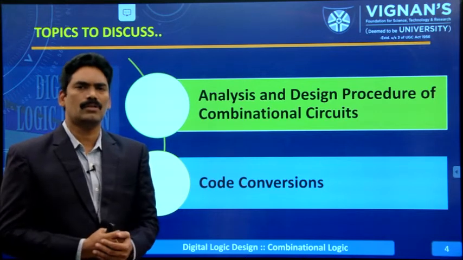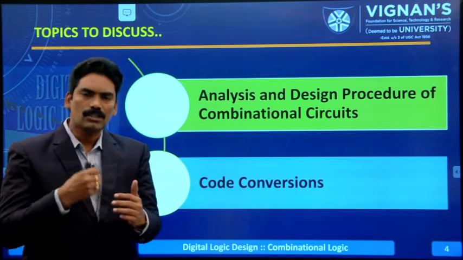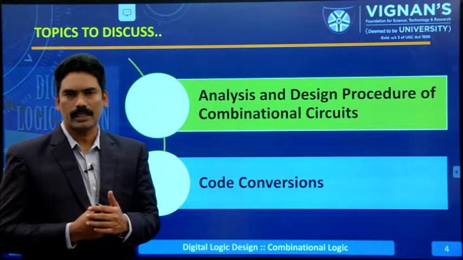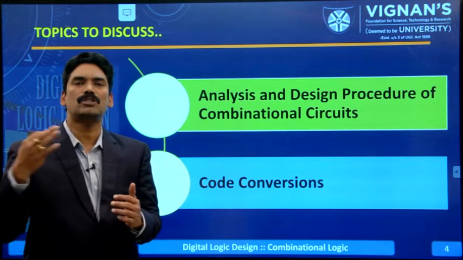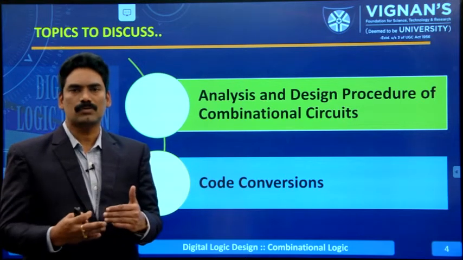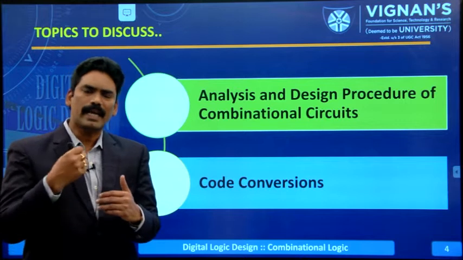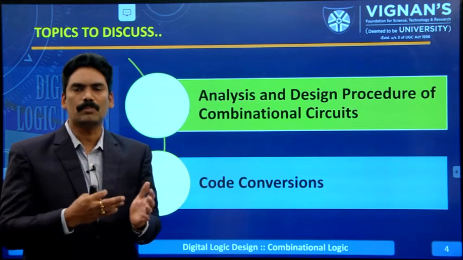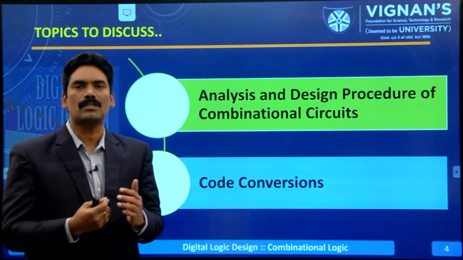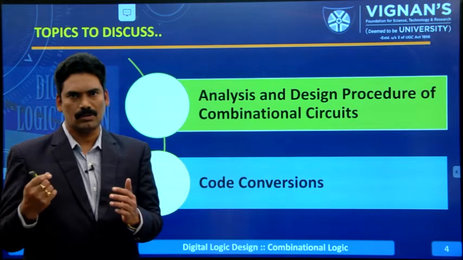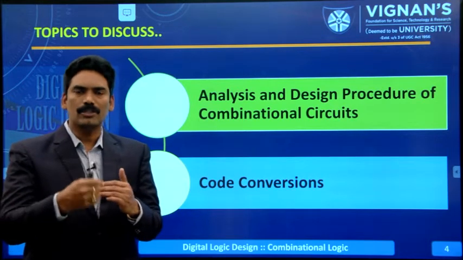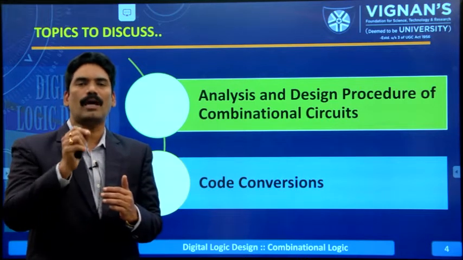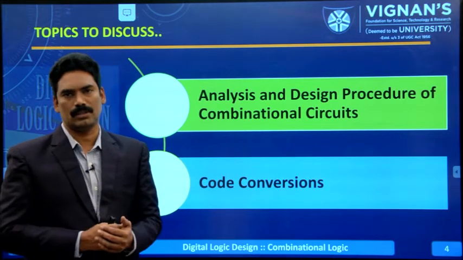A combinational circuit consists of input variables, logic gates and output variables. It takes n inputs and produces m outputs. What is the exact definition? A combinational circuit takes inputs, performs operations on those inputs and produces a result. The output values are dependent only on the present values of the inputs. This is about combinational circuits.